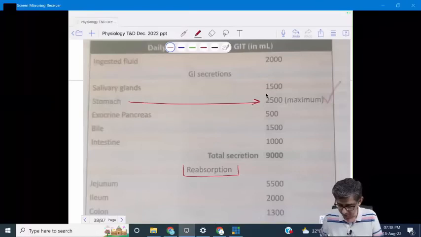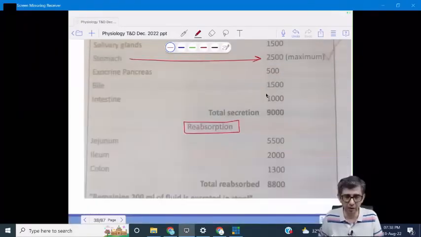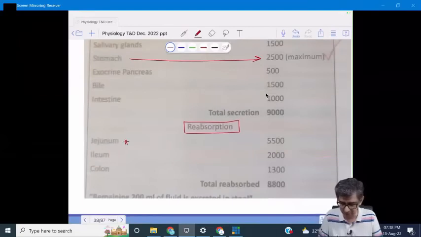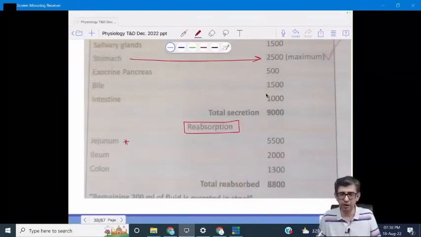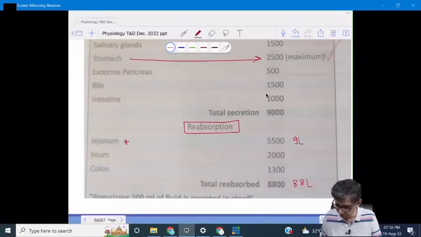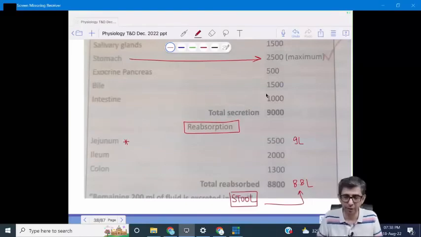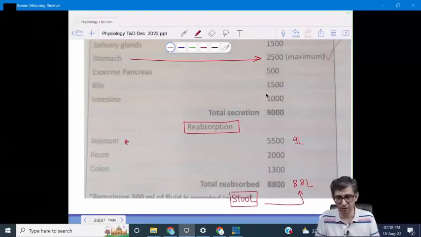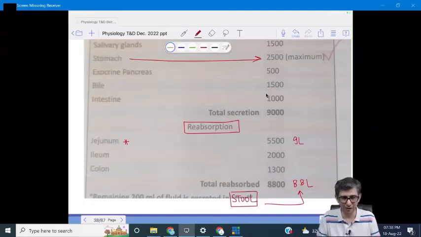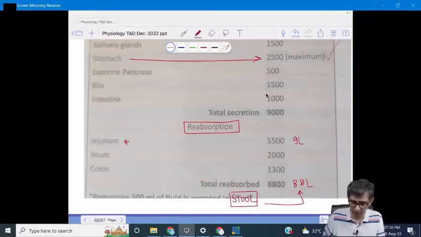So when it comes to the reabsorption, the maximum would be occurring in the jejunum of the patient. That is about 5500 ml. Total secretions will be 9 liters. Total reabsorption will be 8.8 liters. So जो बच गया 200 ml, the 200 ml will be lost in the stool. That is insensible losses, but maximum reabsorption of water occurs in the jejunum of the patient, not the colon. Jejunum, which is the maximum site of reabsorption. The correct answer for this one would be option number B.